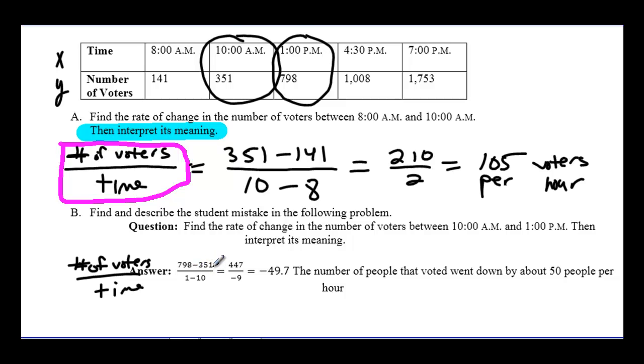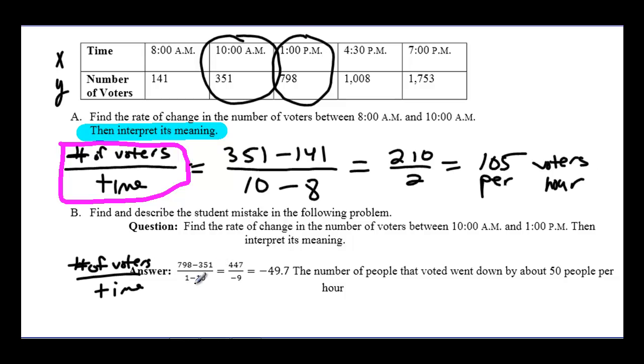So 798 minus 351 is 447. That checks out. 1 minus 10 is negative 9. Okay, they divide this, they get negative 49.7, and they say that the number of people that voted went down by about 50 people per hour. Obviously, that's not what's happening here. The number is clearly going up, not going down. So we do have a problem.